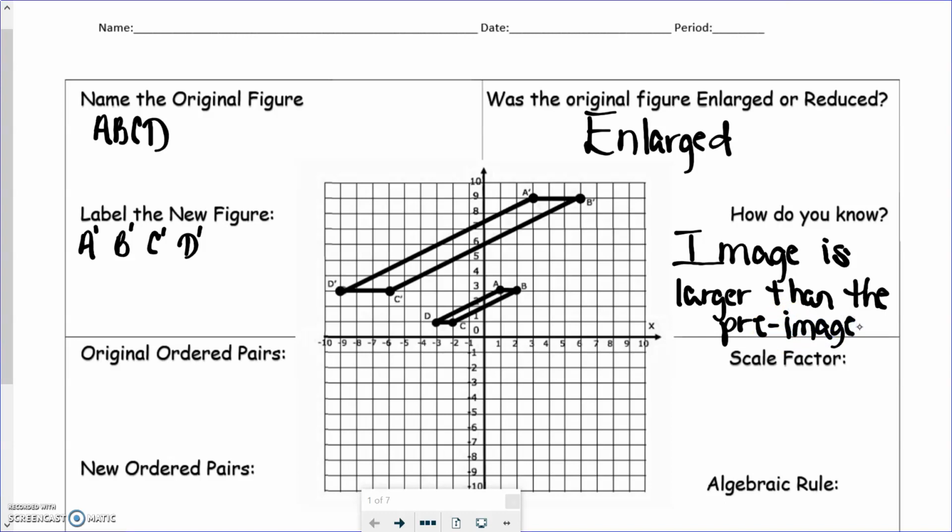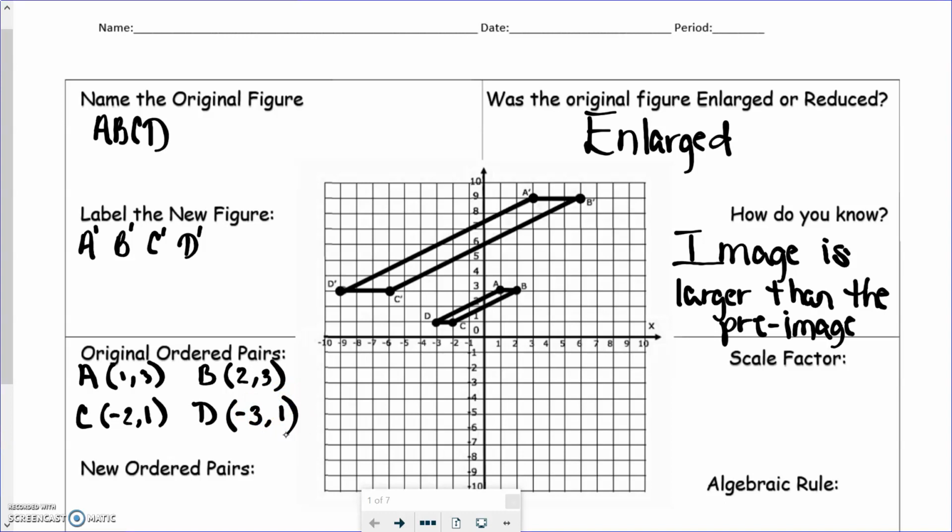Okay. So now I'm going to look at my original ordered pairs. A is 1, 3. B is 2, 3. C is negative 2, 1. And D is negative 3, 1.